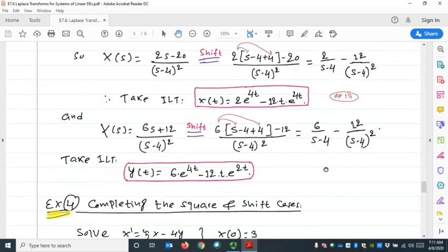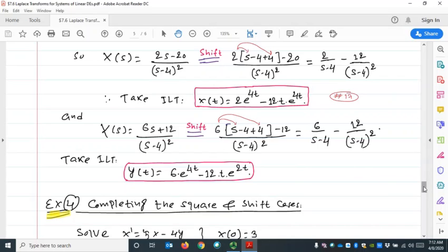So then take the inverse Laplace transform. The inverse Laplace transform of capital Y is little y equals 6 times the inverse Laplace transform of 1 over s minus 4, which is e to the 4t. It's now plus 12. Then the inverse Laplace transform of 1 over s minus 4 outside square is simply t times e to the 4t. Great.